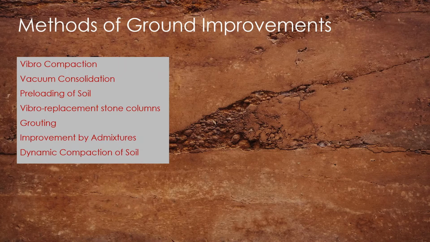Methods available for ground improvements. I have listed here the 7 methods that are mostly available in the industry. Vibro compaction, vacuum consolidation, preloading, Vibro replacement stone columns, grouting, improvement by admixtures, dynamic compaction of soil. We'll discuss all these methods in detail.